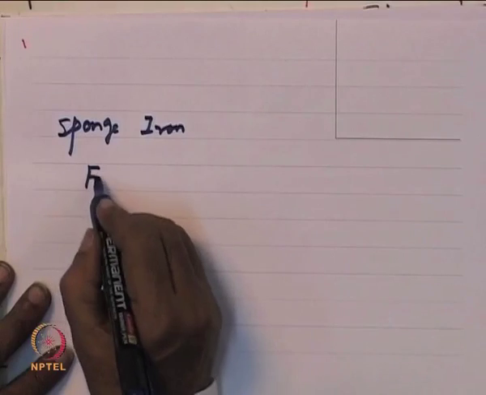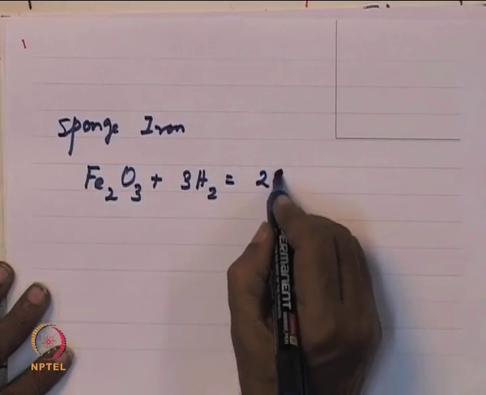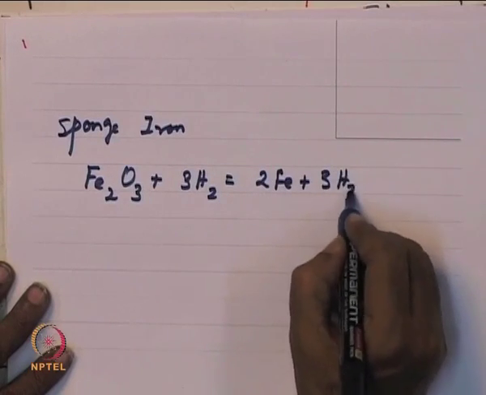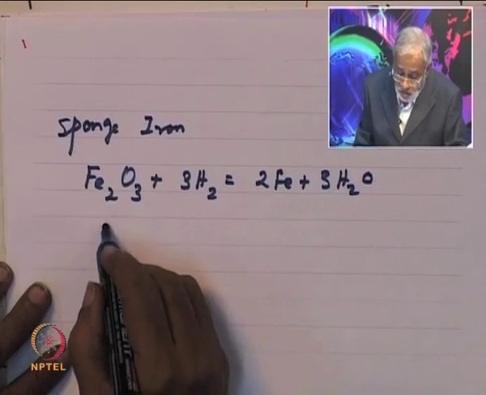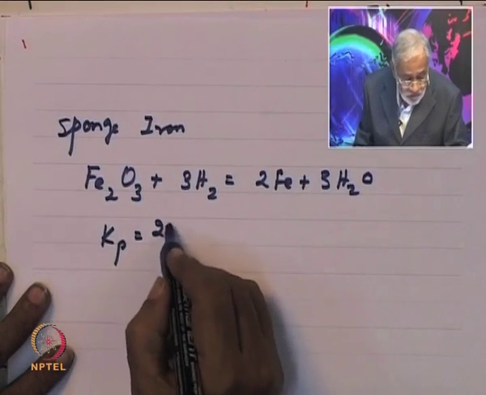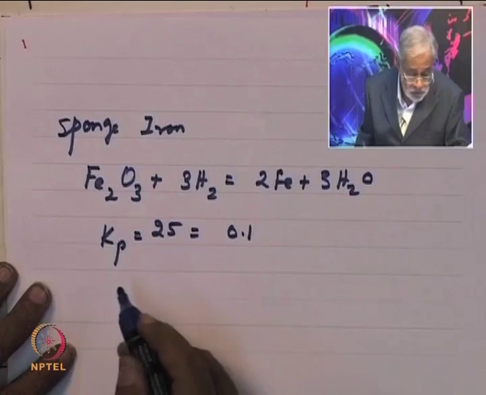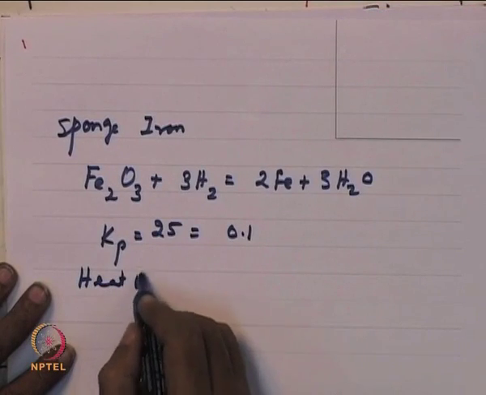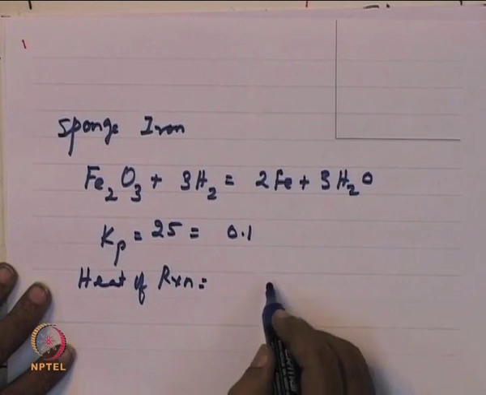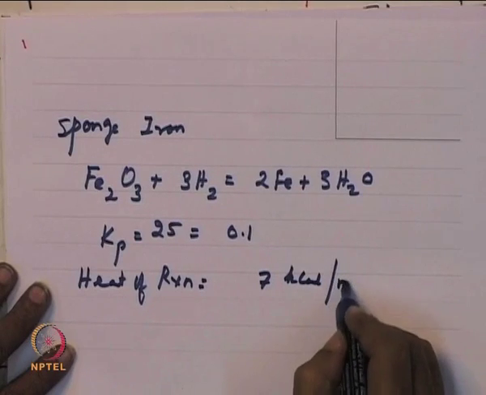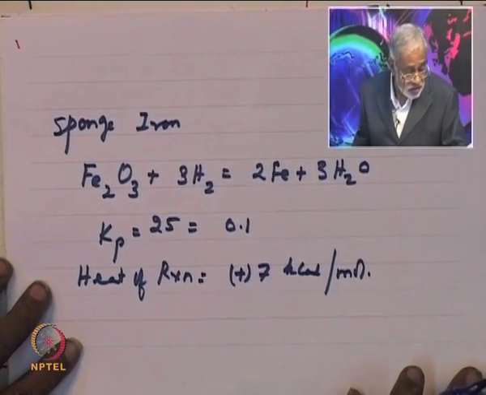What is the technology? It's Fe2O3 plus 3H2 gives you 2Fe plus 3H2O. Now, you notice the Kp for this reaction at 25 C is very small. The heat of reaction turns out to be 7 kilocal per mole. It is endothermic. You need to supply heat energy to be able to conduct this reaction.